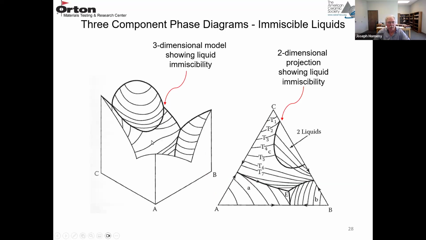And then here we have some immiscible liquids. Here's a three-dimensional model. Here's your immiscibility region. And then the two-dimensional projection of A, B, and C. Here's your region of two liquids on that ternary phase diagram.